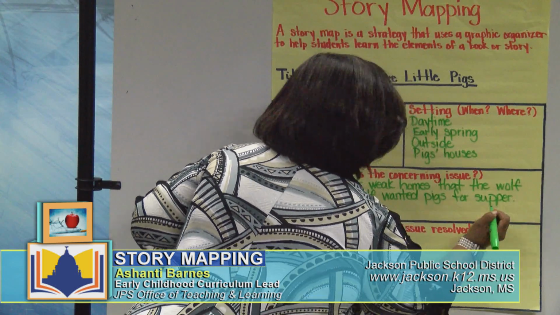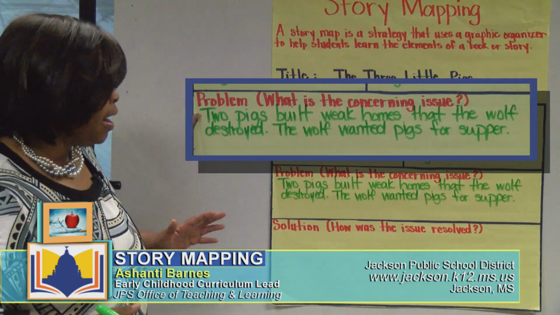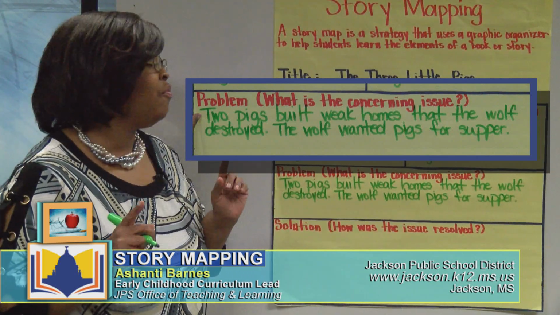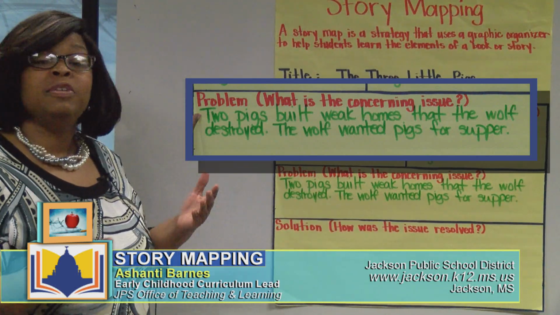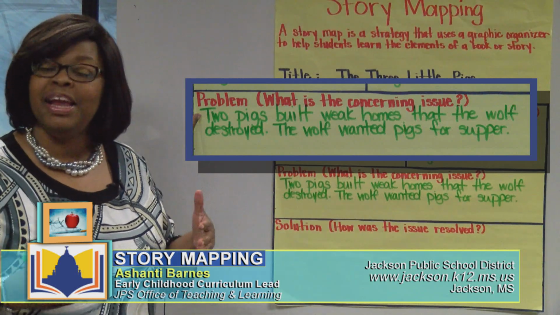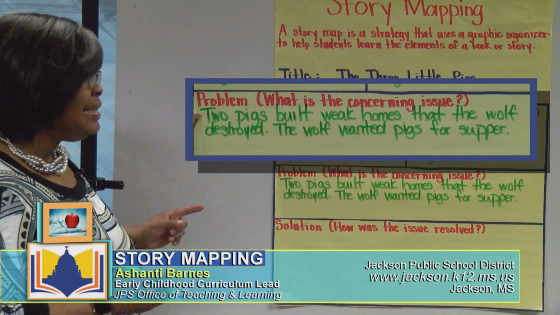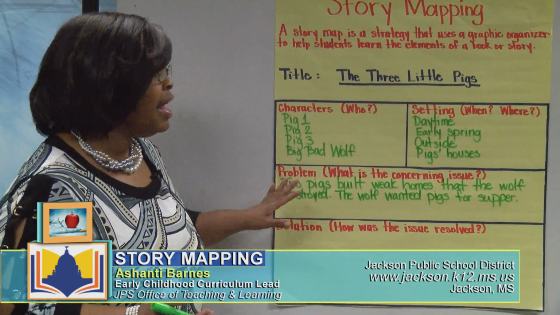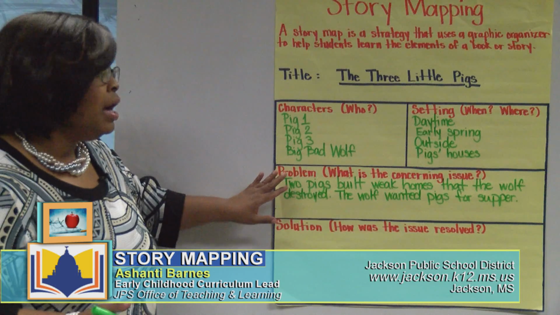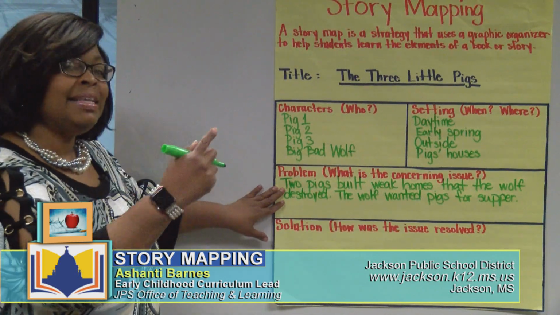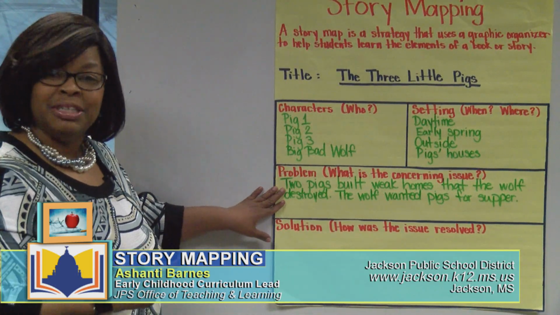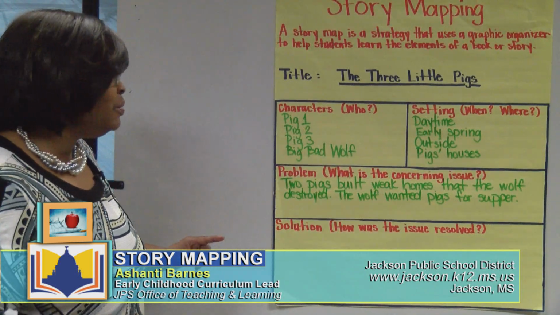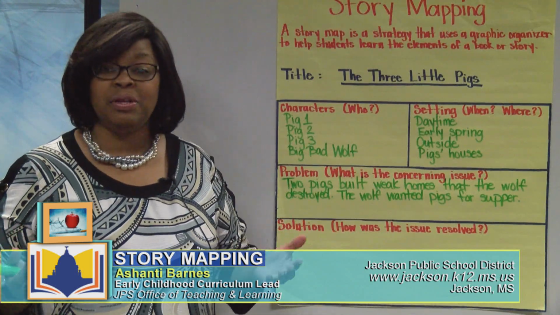Okay. So now we have identified the problem or the concerning issue. There were two of the three pigs who built very weak homes that the wolf destroyed by huffing and puffing and blowing those homes down. And he did that with the intentions of having the pigs for supper. So that's the problem. That's what we have to understand, what has to happen beyond this in order to develop a solution. So that brings me to our next point, the solution, or how the issue was resolved.